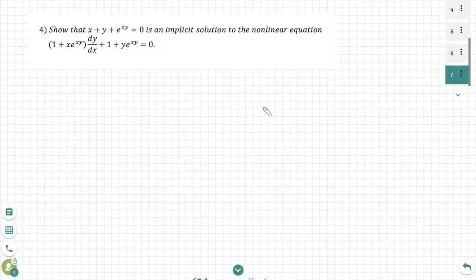And then do we just move everything to the other side? By differentiating implicitly, like we did previously. So yeah, we have to go term by term, right? So what's the derivative of x? One. Okay, what's the derivative of y?